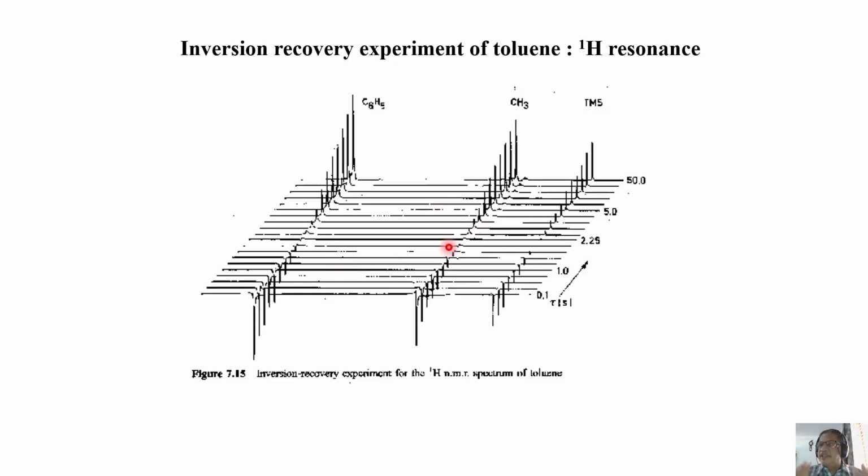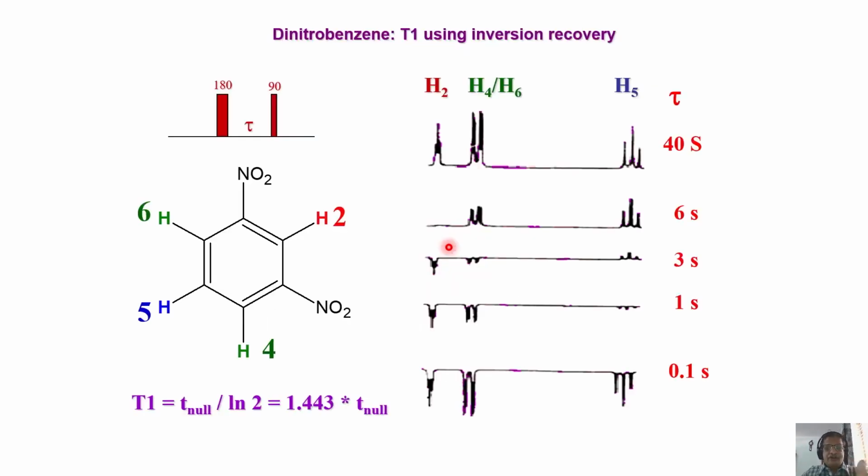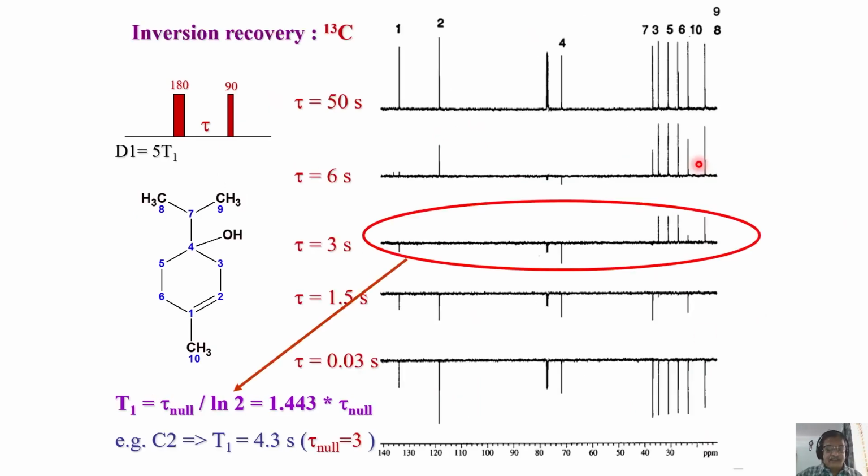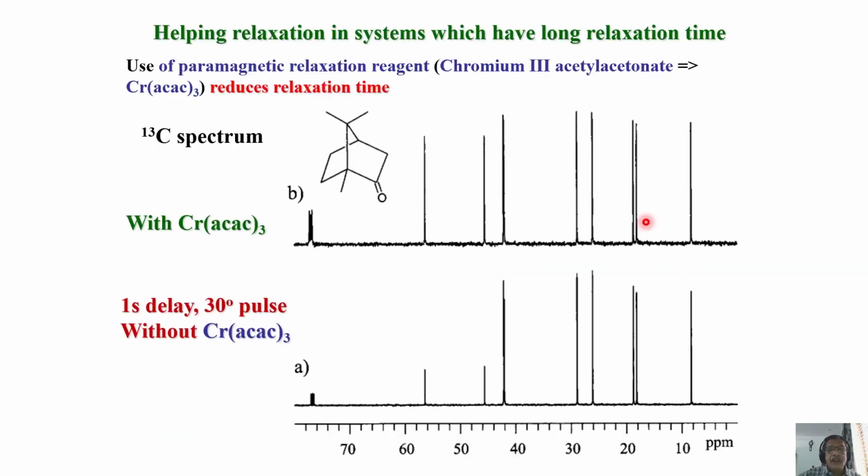Please remember, you can measure T1 by the inversion recovery experiment. This is very useful because you can understand the dynamics of the molecule. Of course, these are just a few examples. Different spins of the same molecule can have different T1 values. In this case, this is the null method. If you do the null and find out this time, you can find out the T1.